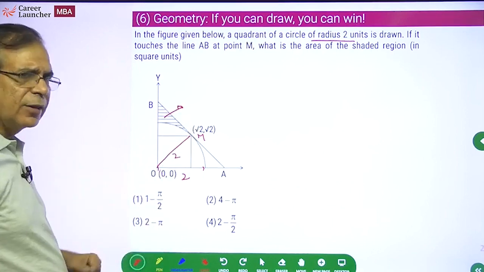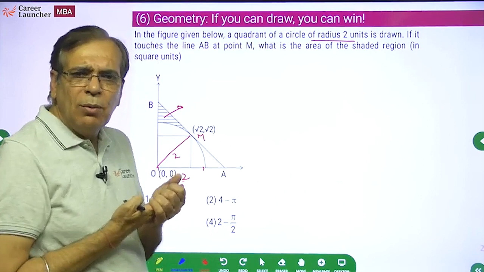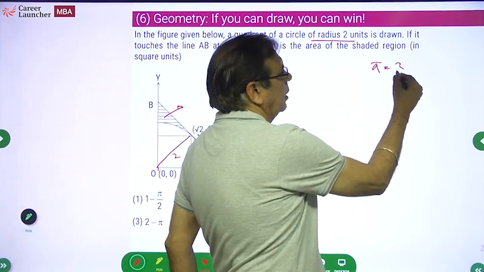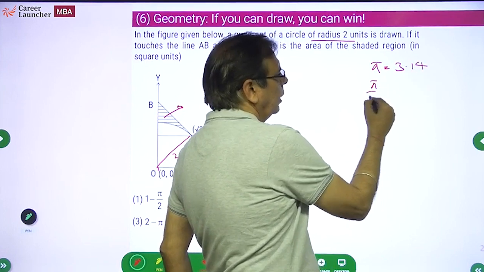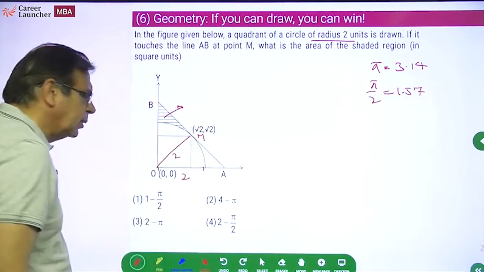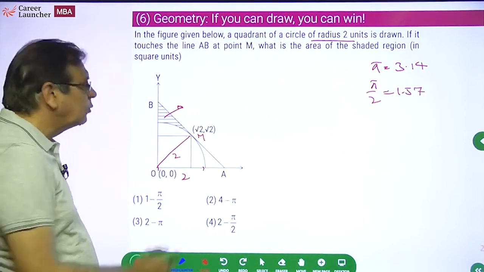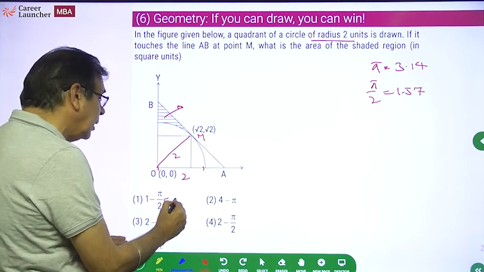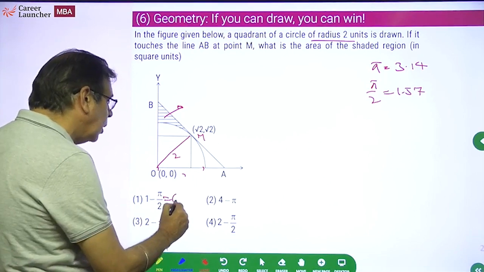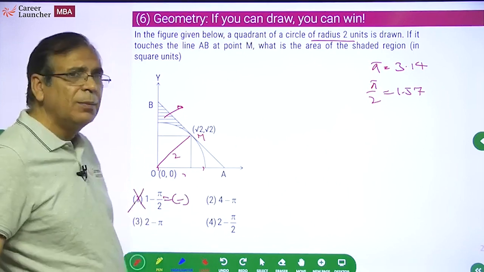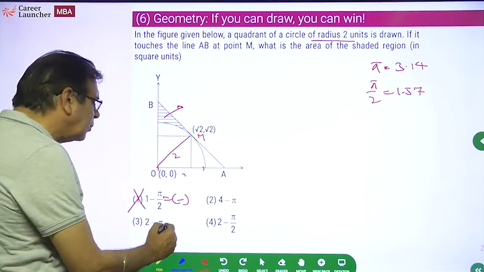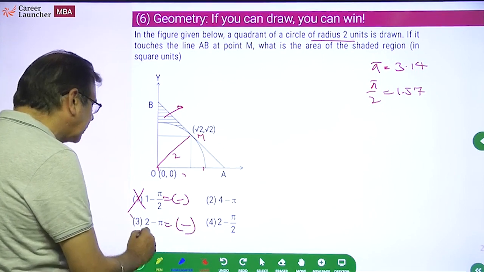First thing, as I said, convert these choices into numbers that are easy to understand. What is the value of pi? 3.14. So pi by 2 will be equal to 1.57. Even 1.5 will do. Look at this choice 1. What is 1 minus pi by 2? It is 1 minus 1.57. This is minus 0.43. It has got a negative value. How can the area of any figure be negative? Choice 3, 2 minus pi. 2 minus 3.14. This is again negative. It cannot be the answer.